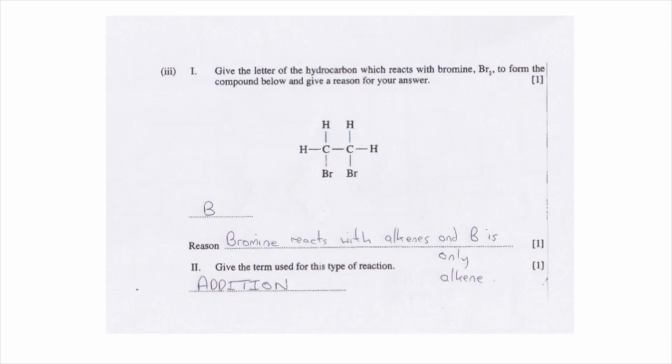So part 3 is asking you to give the letter of the hydrocarbon which reacts with bromine to form the compound below. So that hydrocarbon would be B, 1 mark for that. And its reason is because B is the only alkene that was drawn, and bromine reacts with alkenes. It's a test for an alkene, and B is the only alkene, so there's a mark for that.